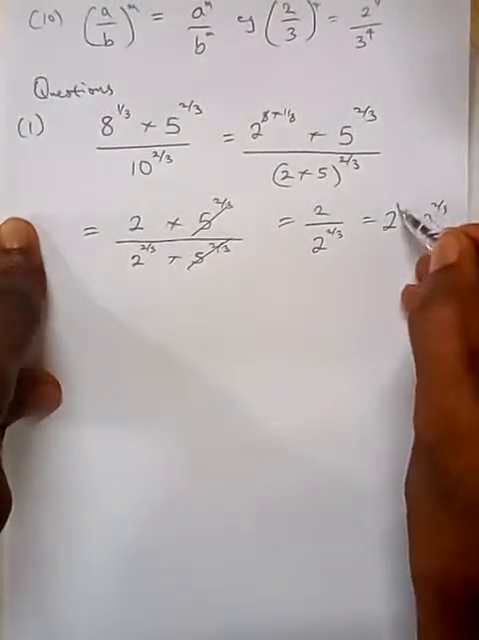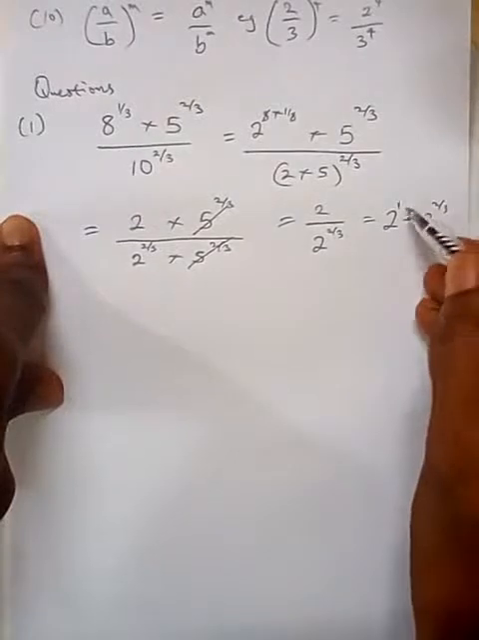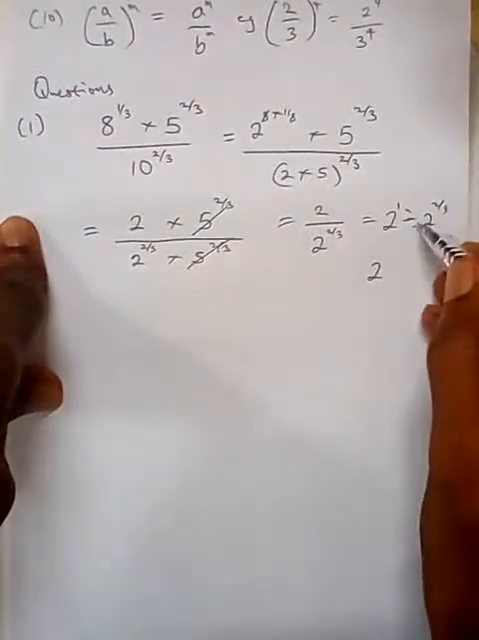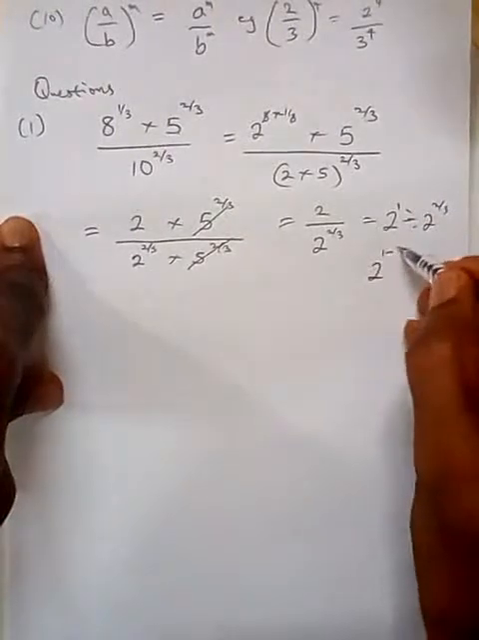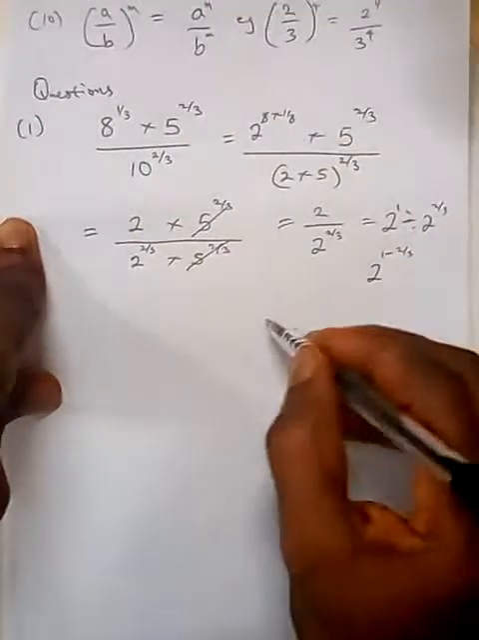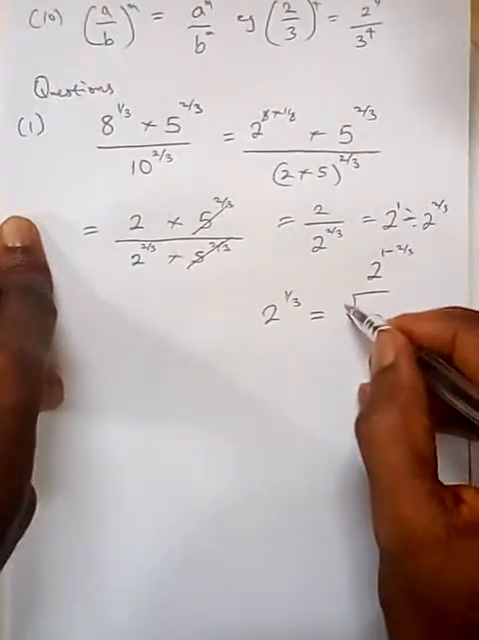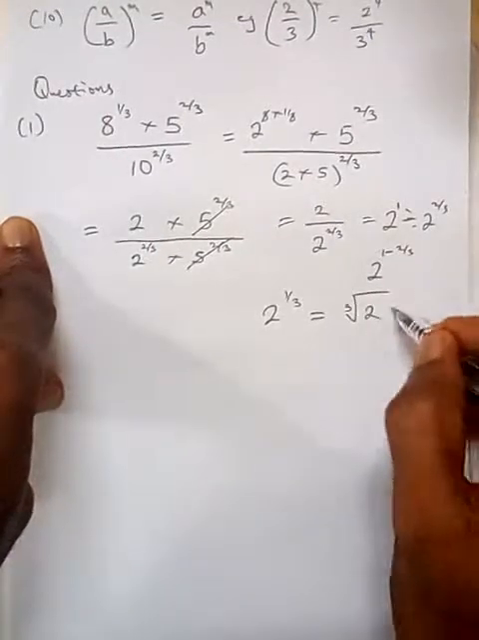Don't forget 2 is something as 2 raised to the power 1. So when you have divide and you have same base, you subtract. So this is going to give us 2 raised to the power 1 minus 2 over 3. 1 minus that is 2 raised to the power 1 over 3, and that is the cube root of 2.